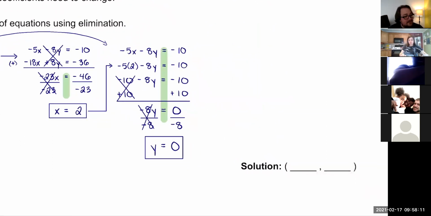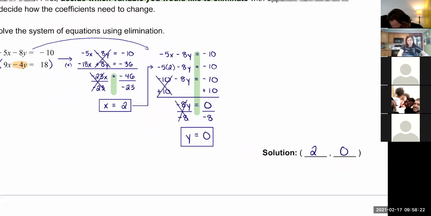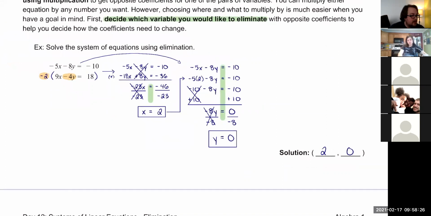The only thing that's left is once you find both your x and your y, regardless of the order that you find them in, always write your x coordinate first, your y coordinate second, because that's going to describe the exact point where they intersect.